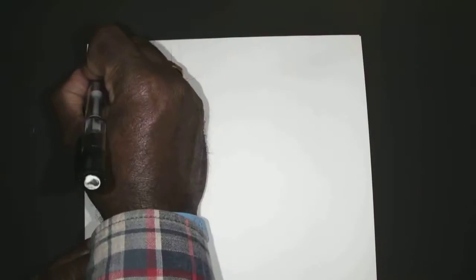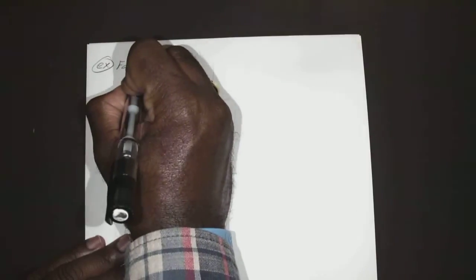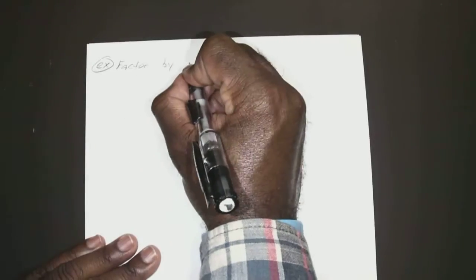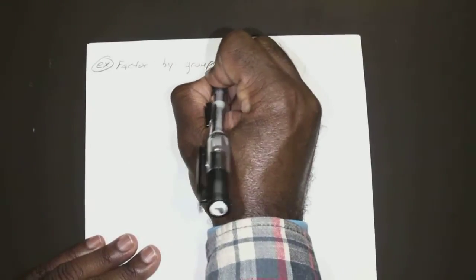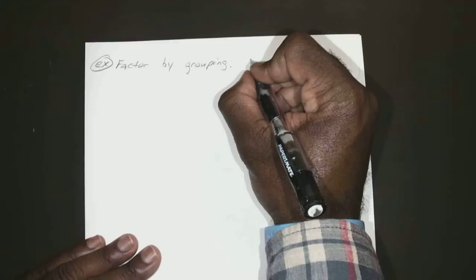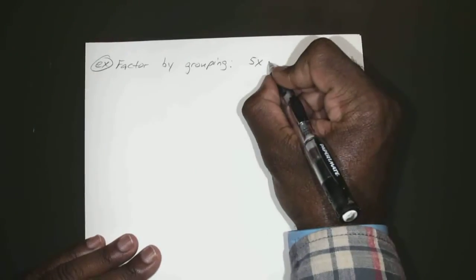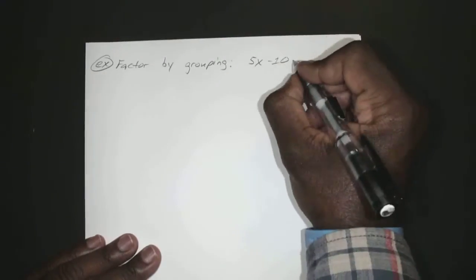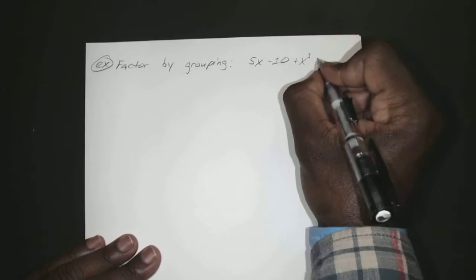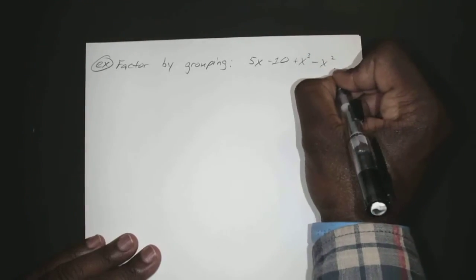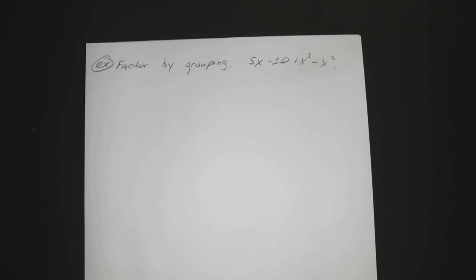All right, so let's say we have factor by grouping: 5x minus 10 plus x to the third minus x squared. And I'll let you start on that one.